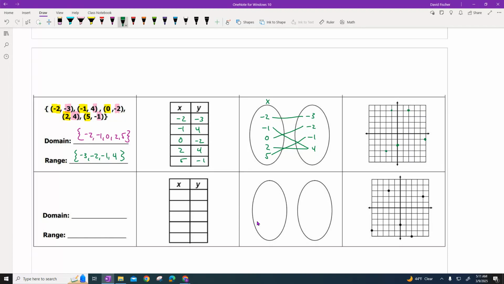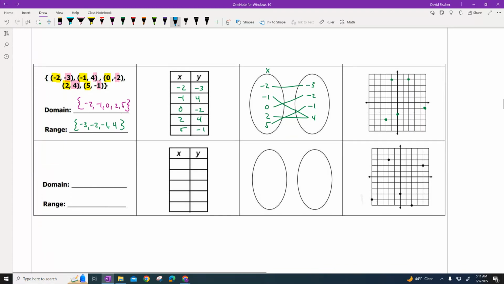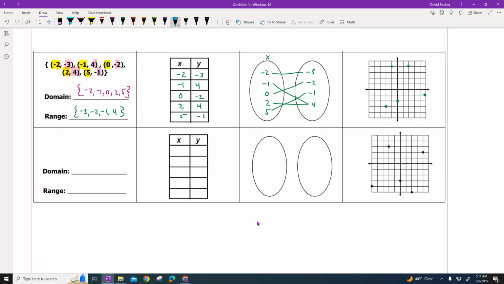2, -1. Alright, probably should have used a different color. Sometimes they'll do this to us. They'll give us a graph, and they'll say, give me my domain and range, and make a mapping diagram. So I'm going to take my coordinates here and put them in my box here, because that'll make these two jobs a whole lot easier.